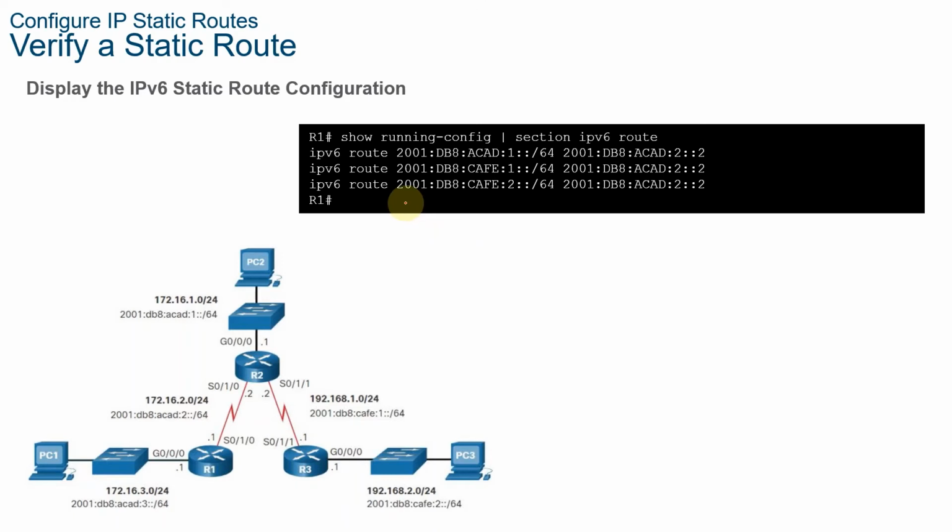Next would be displaying the IPv6 static route configuration. So something like section IPv6 route. So that would be displayed on your screen. See, you have a filtered output for your show run command.